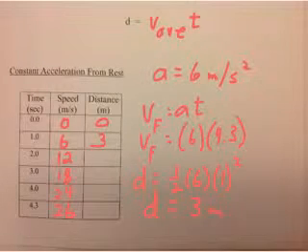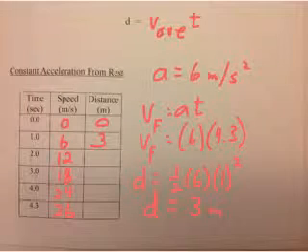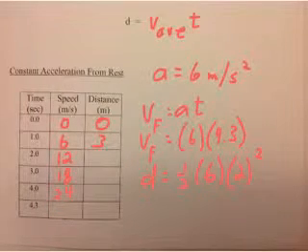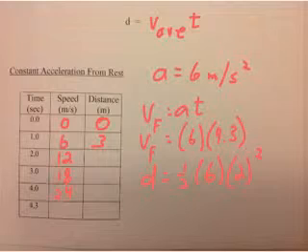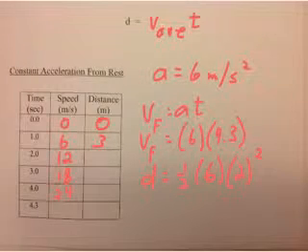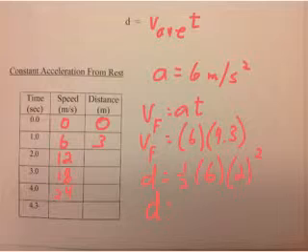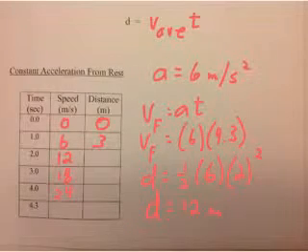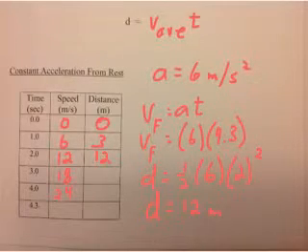Alright, so now we're going to look at the 2 second mark. I'm going to erase a little bit. Okay, so now we have 2 seconds plugged in for the time, so it's 1/2 times the 6 as the acceleration times 2 squared. 2 squared is 4, times 3 is 12. So your displacement now is going to be 12 meters at the 2 second mark.